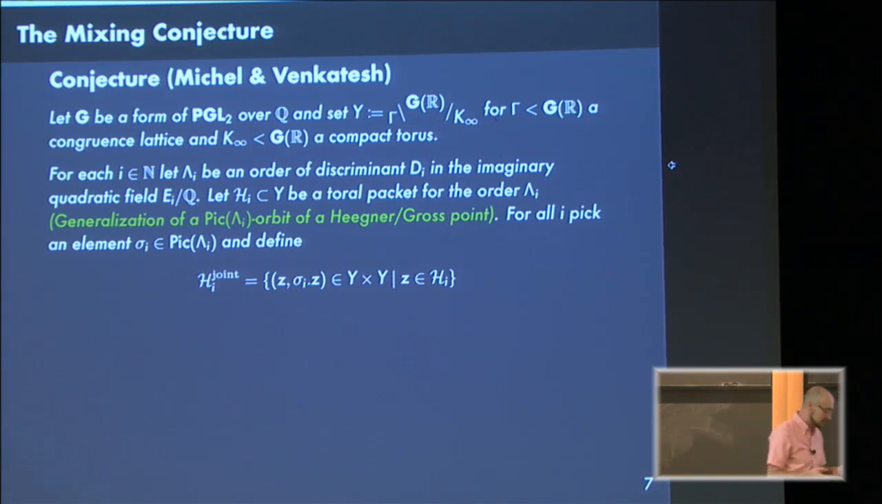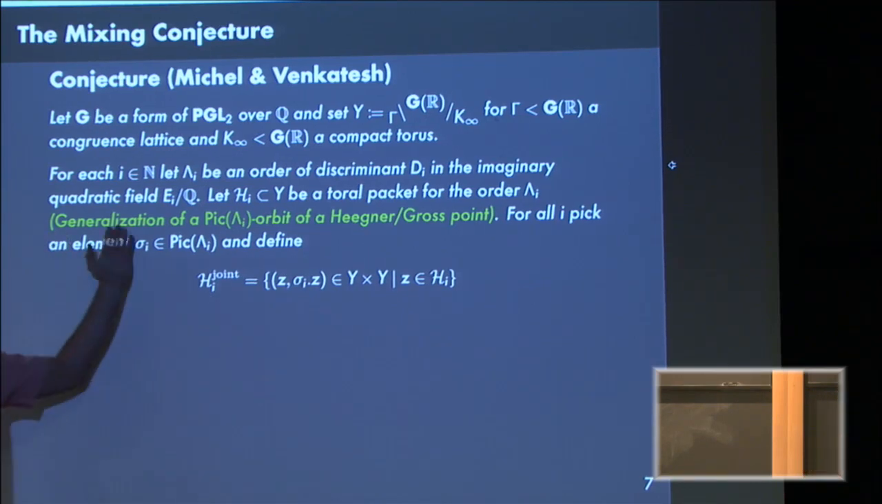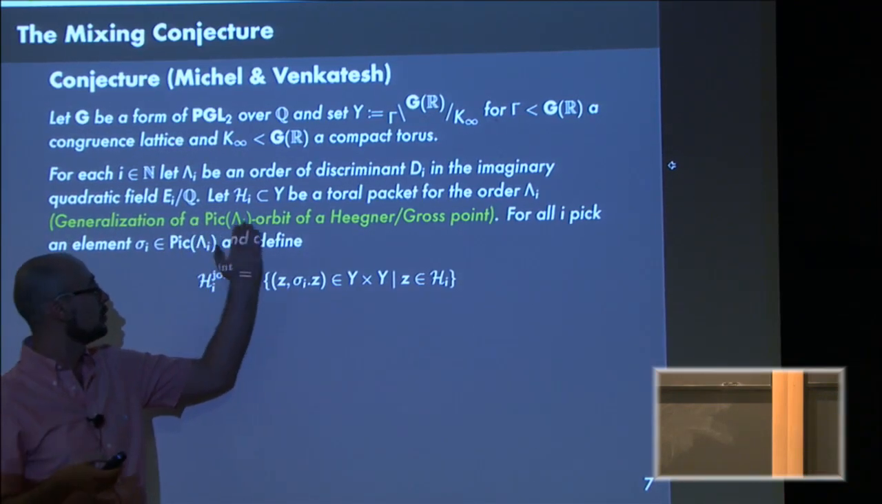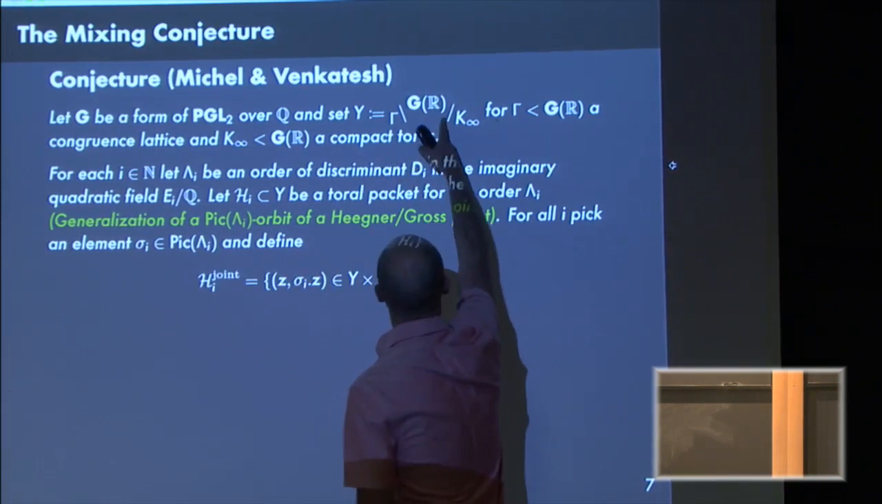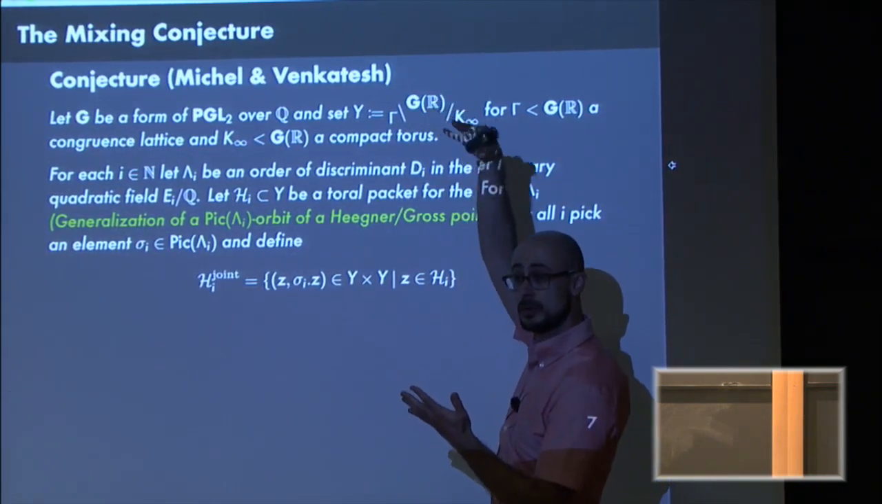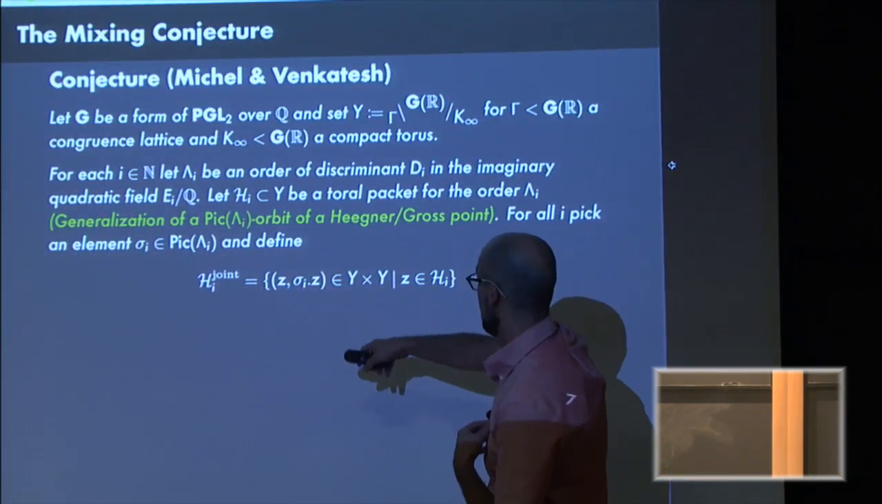Einsiedler, Lindenstrauss, Michel, and Venkatesh defined a notion of toral packet, which is a generalization of this notion of a Picard orbit of a Heegner point or a Gross point. This toral packet is a finite collection of points which comes from a single orbit of a torus in the adelic space.